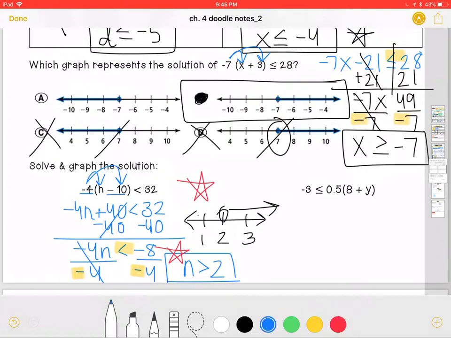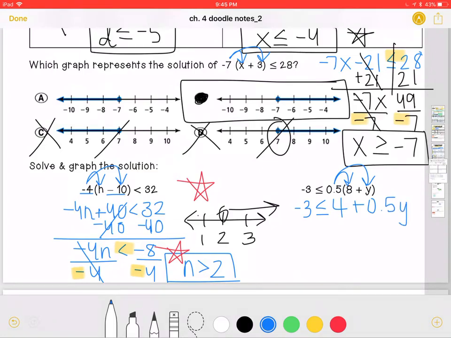Let's look at our next example. We have to distribute, and look, we're on the right side, so be careful. So I'm going to rewrite negative 3 is less than or equal to, what is half of 8? You should have 4. And then plus this would be 1/2 y.